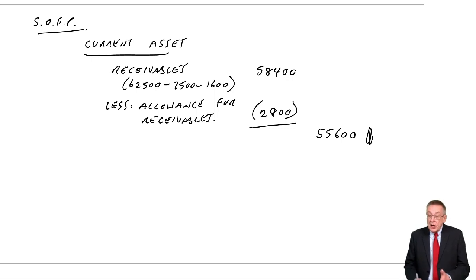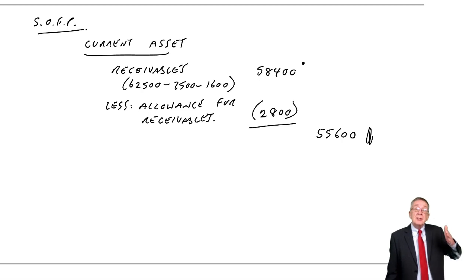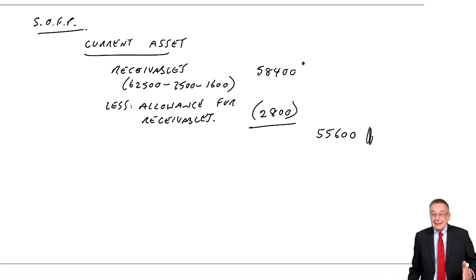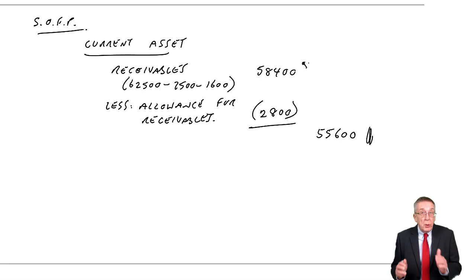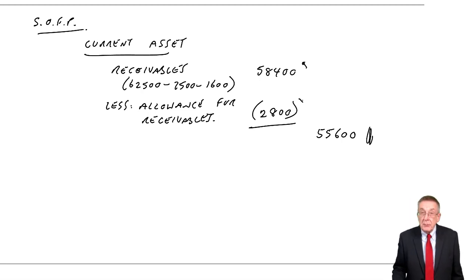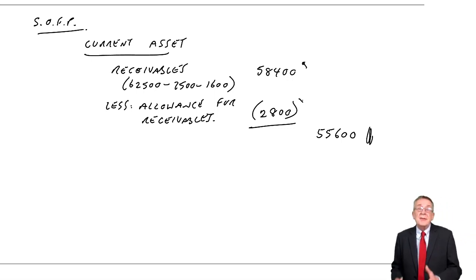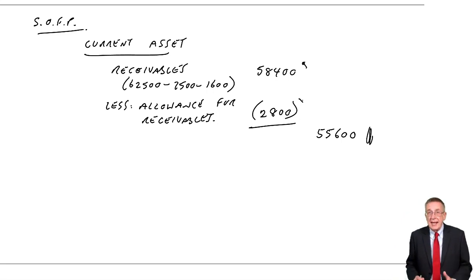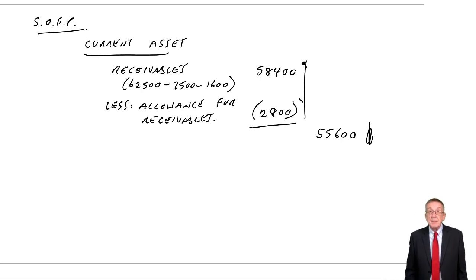But we do have to show this breakdown, that 58,400 is what we're hoping to get. That's the receivables less any that we know are irrecoverable. But we have to show the breakdown. 58,400 is what we're hoping to get. Separately, we're showing that of that 58,400, 2,800 is doubtful, is at risk, and 55,600 is what I think I'm certain to get. So that would be the final receivables figure. But again, that breakdown, that workings must appear.